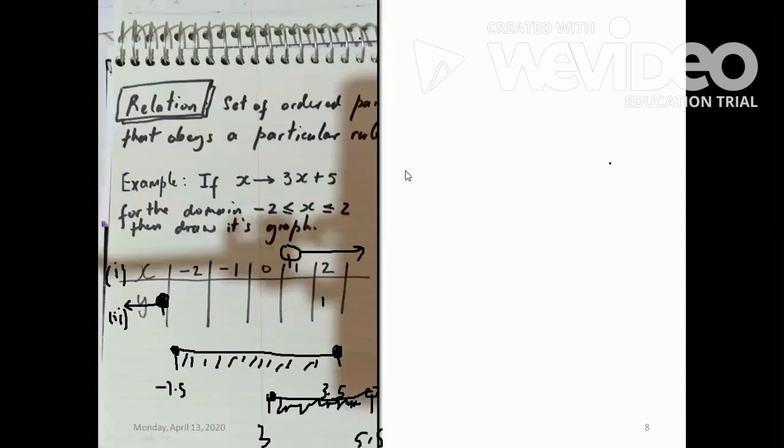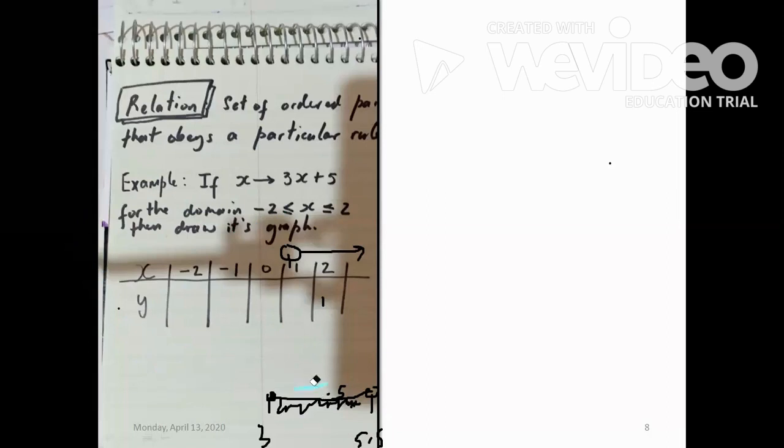We're going to look at what we call a relation. Let me just erase everything here. A relation is a set of ordered pairs that obey a particular rule. You're not going to understand this definition until I work out a question.